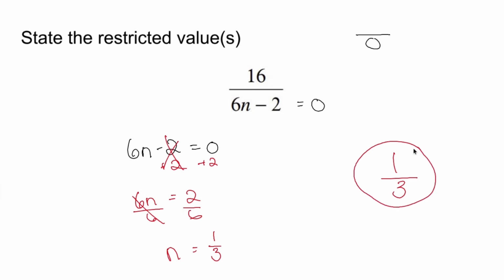So depending on what teacher you have, you might have a teacher that says you have to write out n equals 1/3, or you have to write out that n cannot be 1/3. It all depends on the teacher, but the reality is 1/3 makes the bottom 0, which means it's not allowed. That's it. We only care about the denominator, not the numerator.